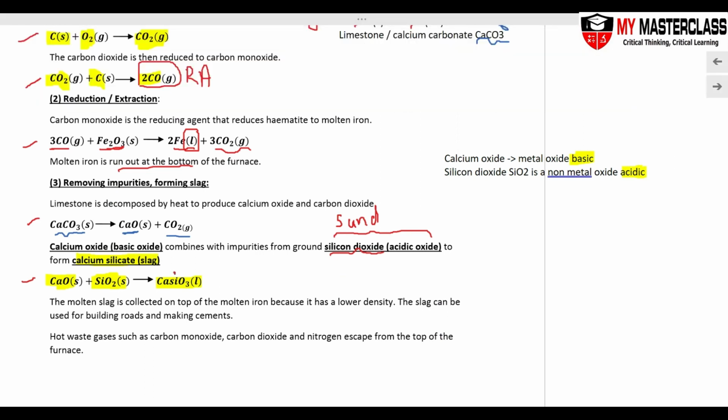Capital S because silicon is an element by itself. So this molten slag is collected on top of the molten iron. My molten iron sinks to the bottom, slag, because it's lower density, floats on top. And then we use this slag as one of the byproducts to make roads and cements. And then because there's a lot of gas being produced, my CO2 and my CO, if they are not 100% used in reducing, they will come out as waste gas at the top of the blast furnace.